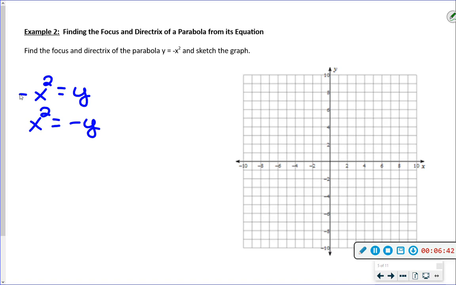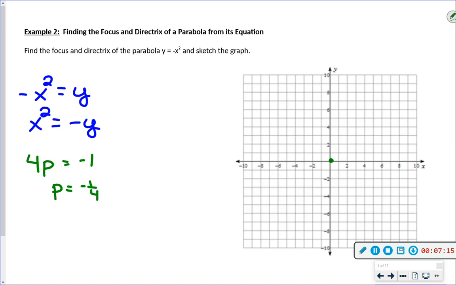We know the vertex is on the origin. So I can start with that. I know it's going to open down. Now I need to know what P is, because P is the distance from my vertex to the focus and the directrix. So 4P is representing that coefficient in front of y. So I'm looking at this, I'm like, okay, what's the coefficient on y? -1. Oh, good, I gave you a fraction. You're welcome. P is -1/4.